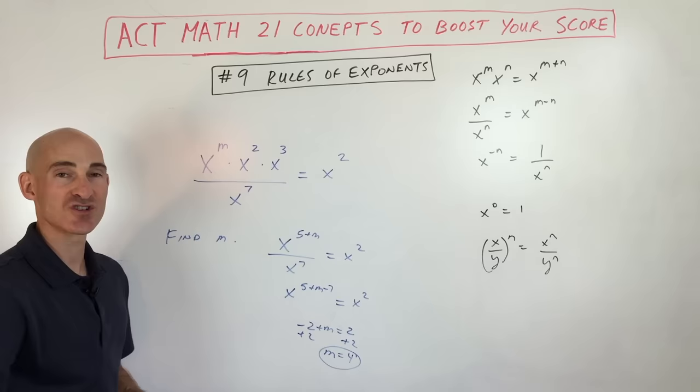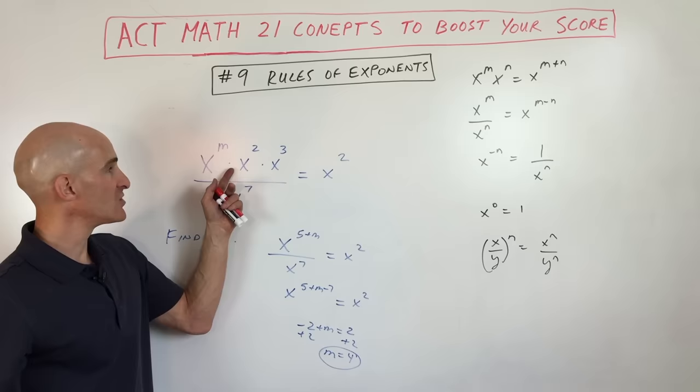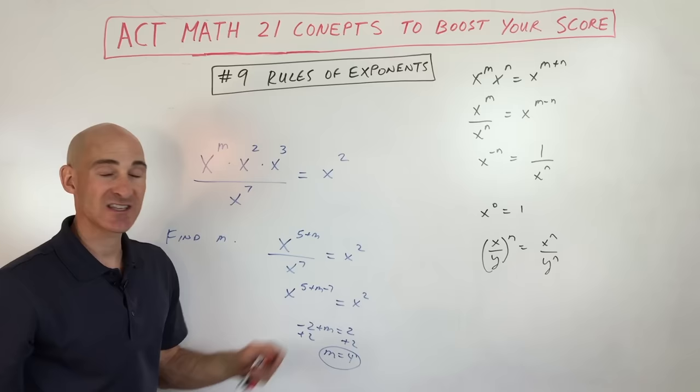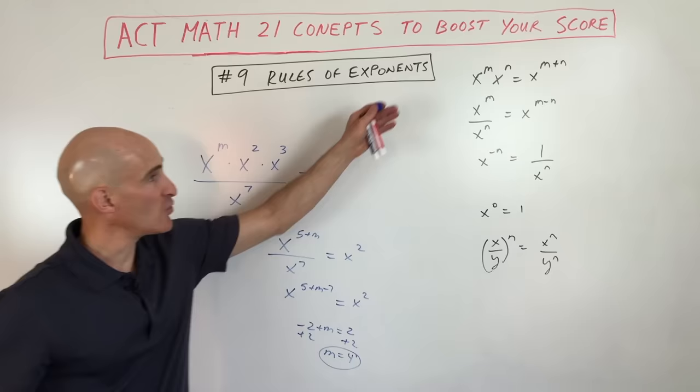So what made this a little bit more challenging is that we had to do multiple steps, and we also had to set the powers equal to each other because we had the same base. So this is one possible problem that they could give you on the ACT, but again, you want to make sure you just review and understand these rules of exponents.